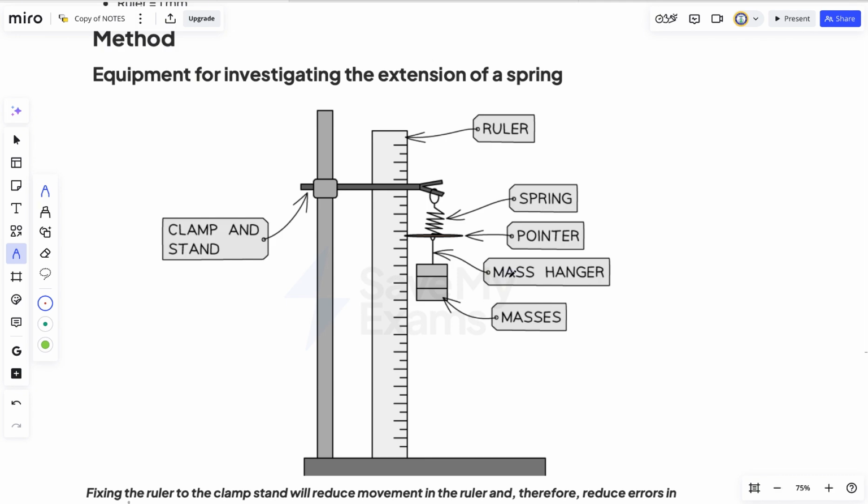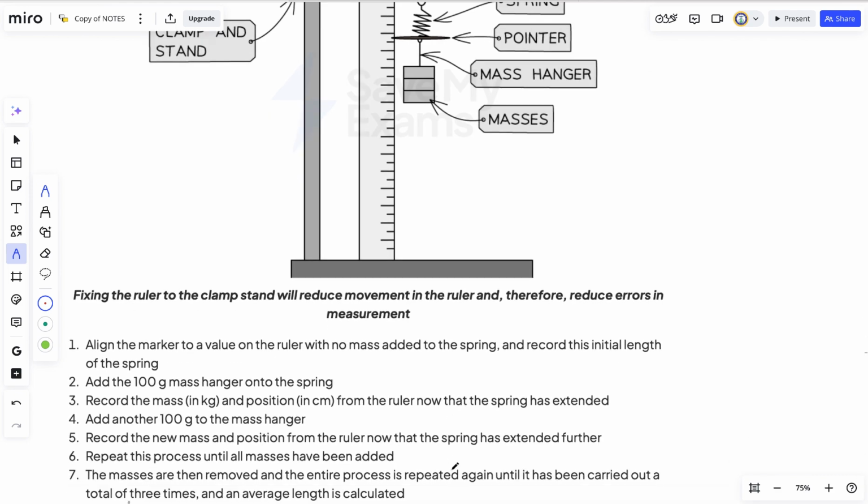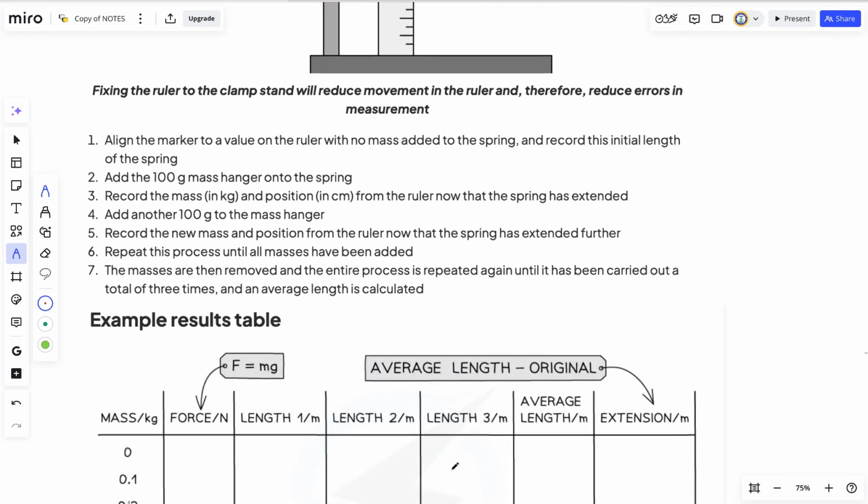This is the mass hanger. This is the hanger that is holding the mass. The hook that is holding the mass is the hanger. Okay? The mass hanger. And this is the pointer. The pointer is to read the extension accurately. This is the spring itself. Okay, this is the ruler. This big one is the ruler to measure the extension, how much extension is being produced. Okay, you need to be able to sketch this in the exam in paper 6. Okay, so now let's move on quickly.